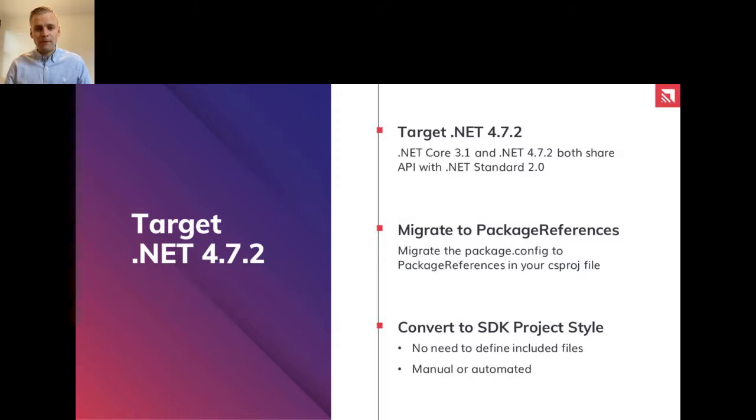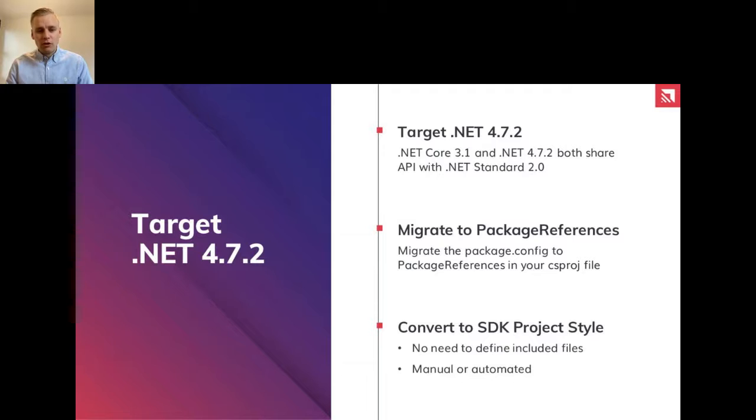But so when you go to 4.7.2, the second thing you want to do is start looking at your project files. You will probably have a package.config for your NuGet packages. You want to make sure you migrate that to PackageReference syntax, which basically is taking that package.config and putting it into your project file. You can do this manually or automatically. I recommend doing it manually, because that gives you the chance to clean up a lot of packages that you may not need anymore.